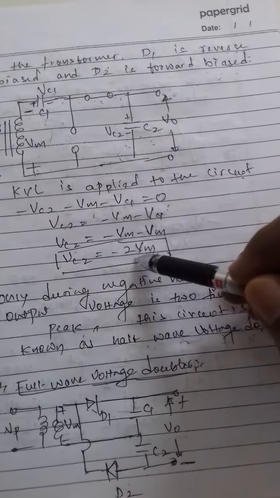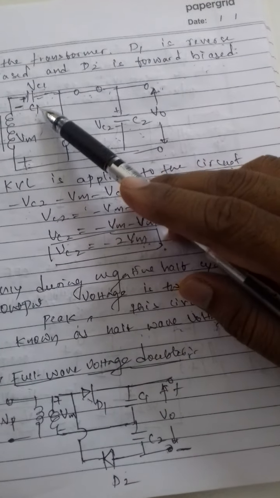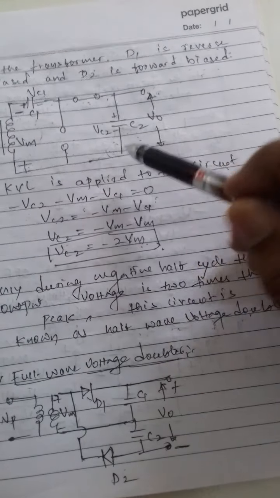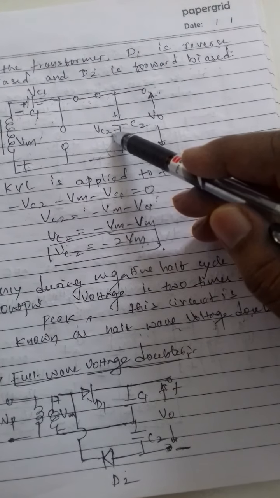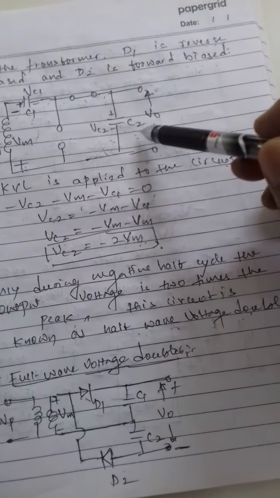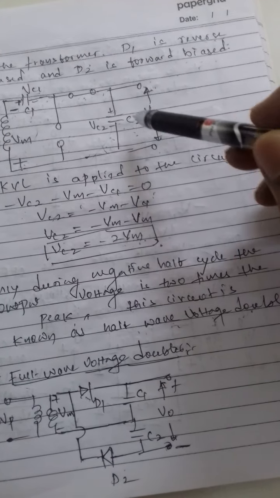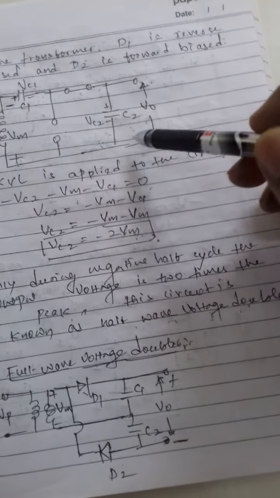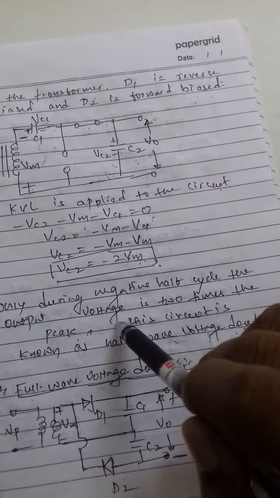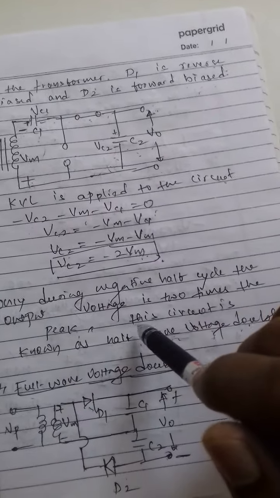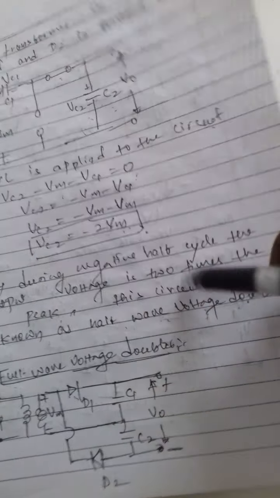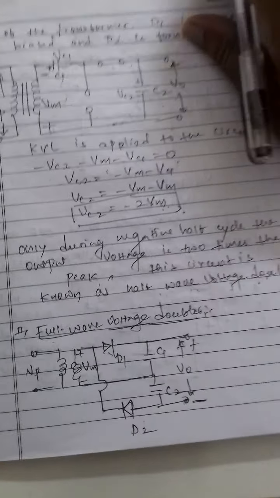One thing that is clear is that during the positive half cycle this capacitor is charging, but only during the negative half cycle the voltage available at the capacitor C2 is 2 times the peak voltage. So only during the negative half cycle is the output voltage 2 times the peak voltage. This circuit is known as the half wave voltage doubler circuit.